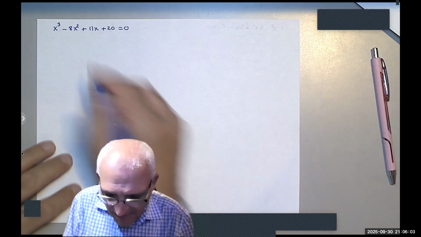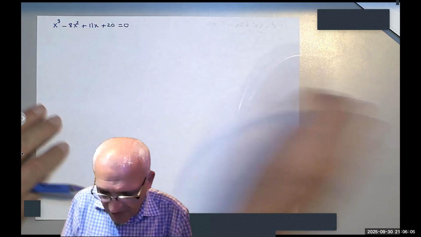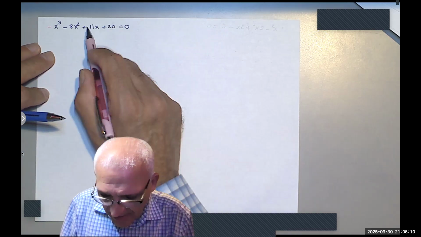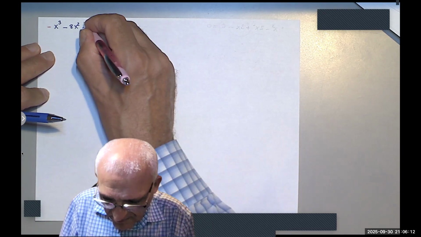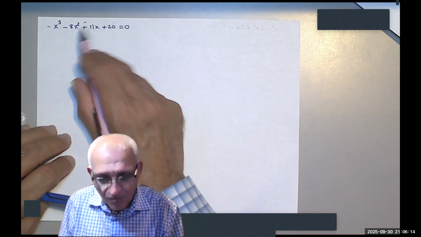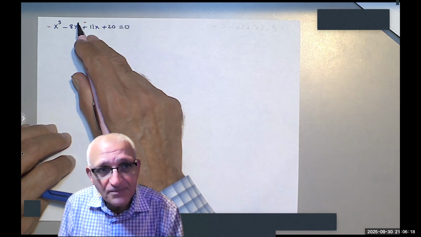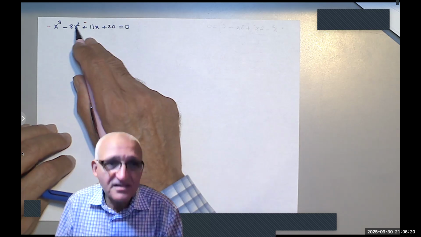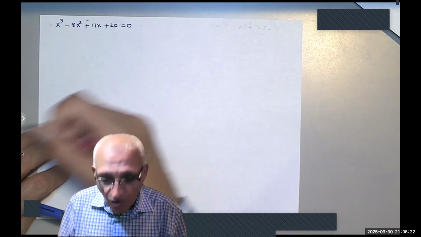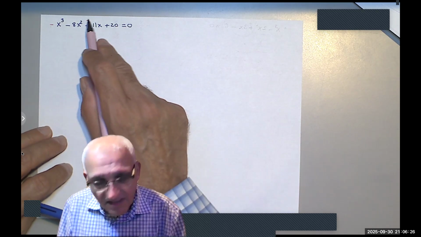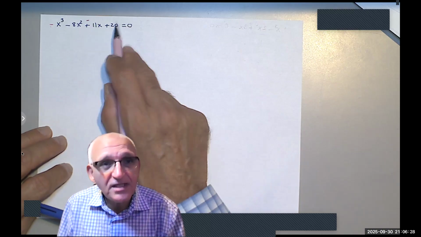Well, if I make this negative, with a different color, I'm going to add the negative. And this would become negative, because if x is negative 1, negative 1 squared is positive 1 times negative 8. It's still negative 8. Now let's add the coefficients. Negative 1, negative 8, that's negative 9, minus 11, that's negative 20, plus 20. Bingo!